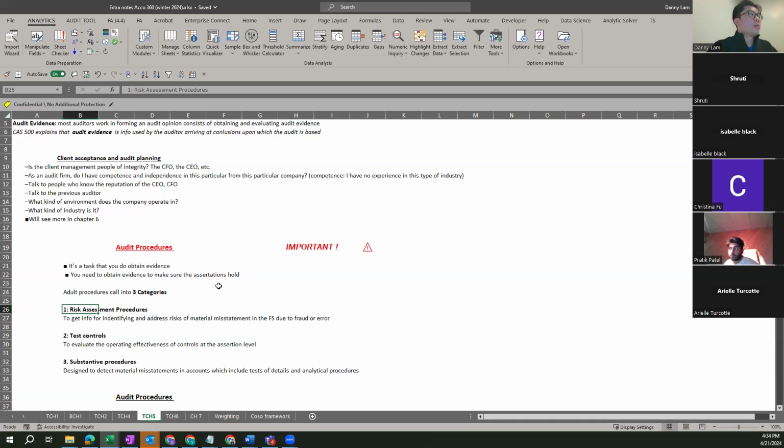So risk assessment procedures is a good way to be like, okay, AR, there's a problem. AP, there's a problem. Can someone tell me what's a risk assessment procedure that's cheap and we like to use? Usually we do use it. It has the same initials as accounts payable. Someone tell me.